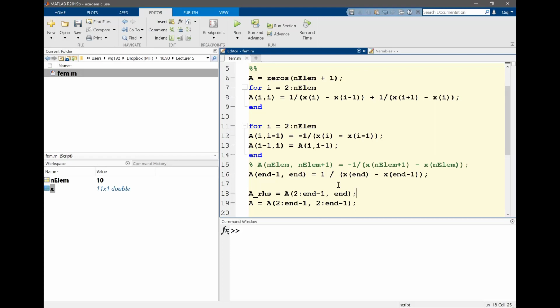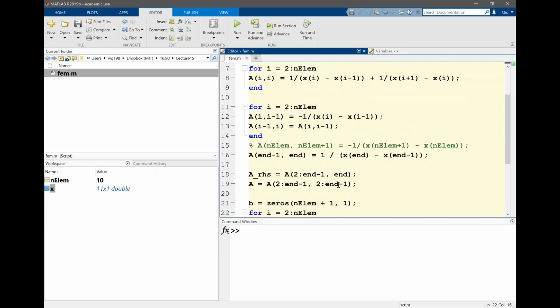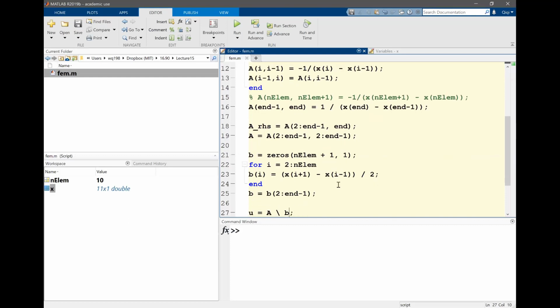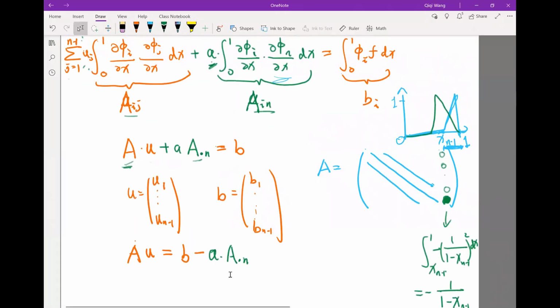Taking the last column. All right. Okay, so that's my A right-hand side. Then I construct my original right-hand side B, and instead of A backslash B, I have A backslash minus whatever my right boundary condition is times A right-hand side, right? So that's corresponding to the new formula I have here.